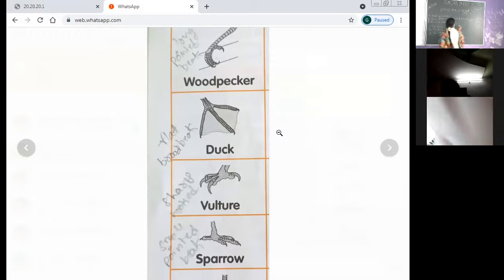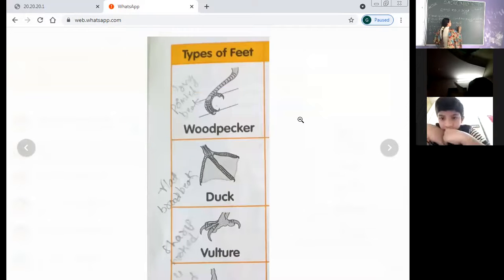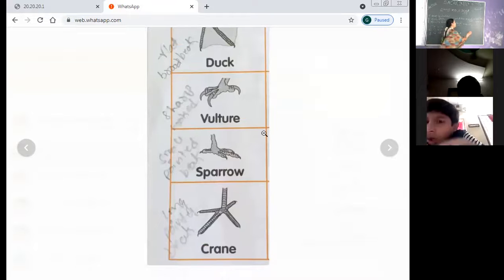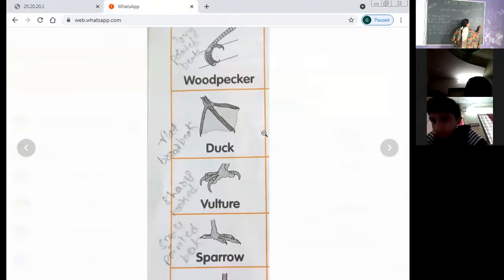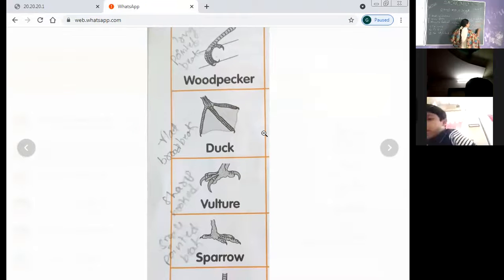Which birds have webbed feet? The birds which live in water, like the duck, have webbed feet. What is the use of the webbed feet? It helps to swim and push back the water.